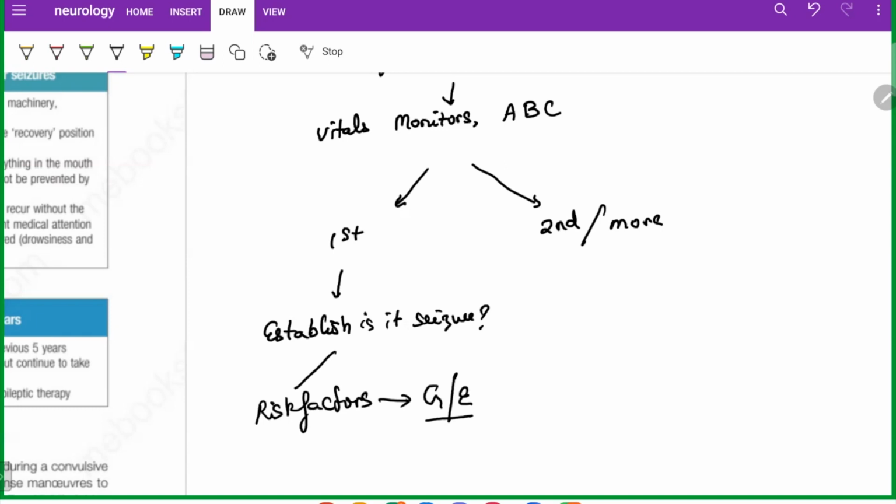Is it clear? Till now is it clear? If you are clear, kindly say it is clear in the chat box so that I can move to the next step. Can someone respond in the chat box?